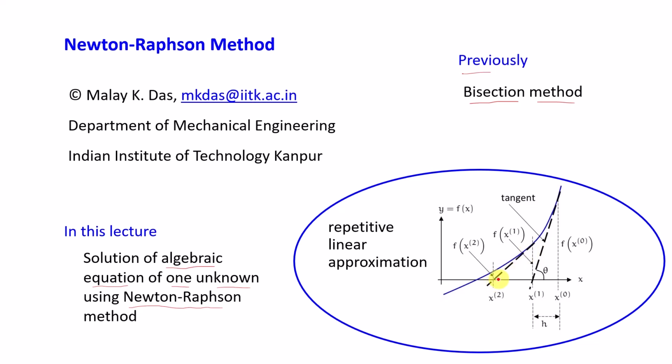That means another linearization. So essentially this technique is a repetitive linear approximation of the function, because we know that if the function is linear, then finding its root is very easy. We can find the root of a linear function analytically, as we have discussed before. So a nonlinear function, we are linearizing again and again and updating the root iteratively in the Newton-Raphson method. Let us see how the method goes.